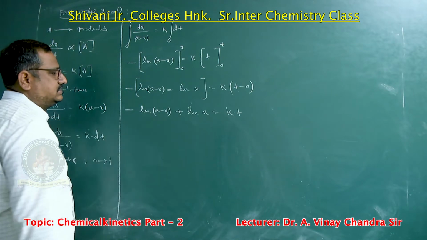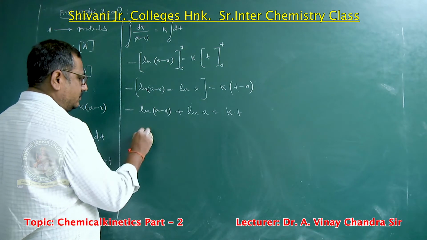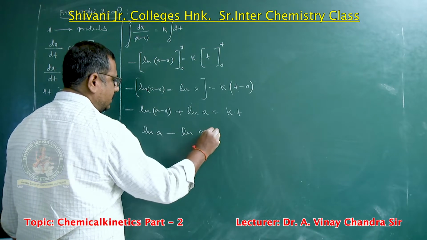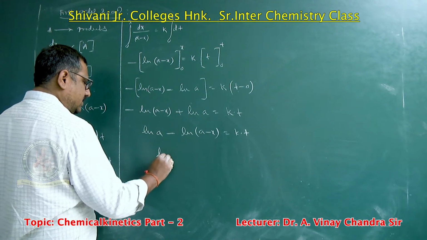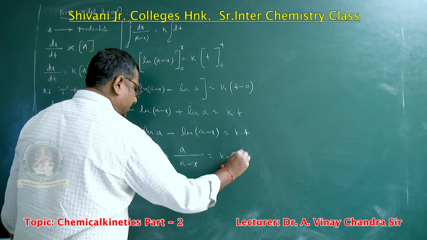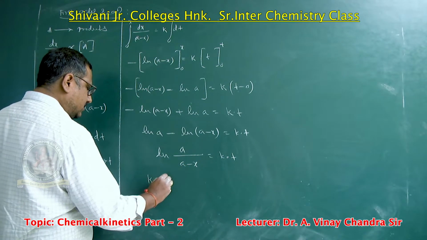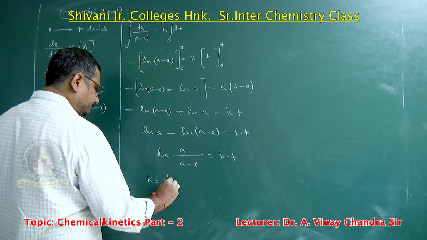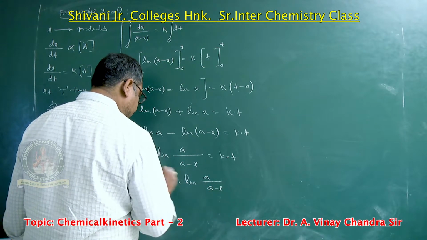This equation is in the form minus b plus a. If I represent it in the form a minus b, natural log A minus natural log A minus x is equal to k into t. This is natural log A by A minus x is equal to k into t. We have to identify k, so k is equal to 1 by t natural log A by A minus x.